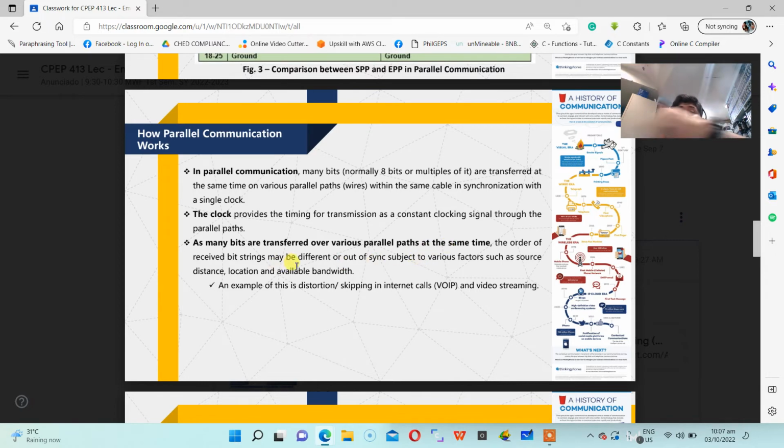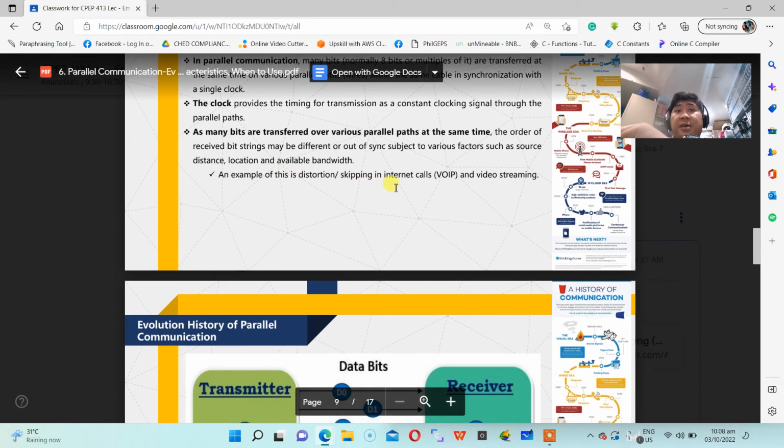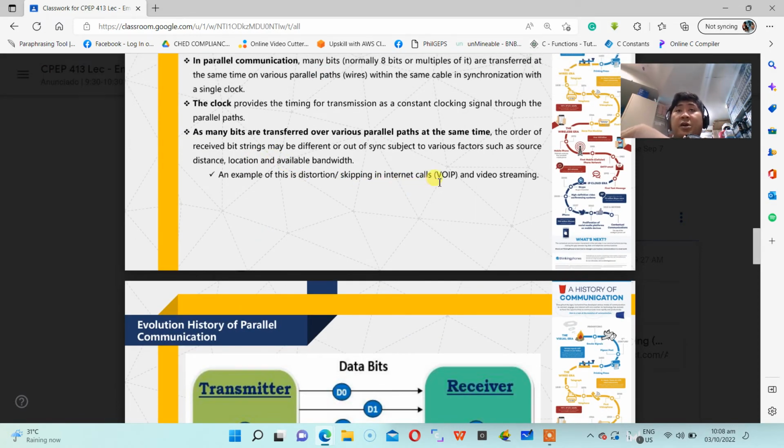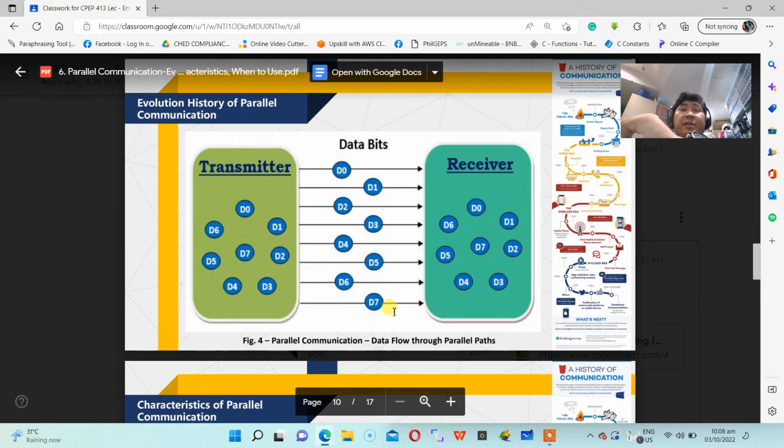The order of received bit strings may be different or out of sync, subject to various factors such as source, distance, location, and available bandwidth. An example of this is distortion or skipping in an internet call or voice over IP, and in video streaming. So this is an example of it.